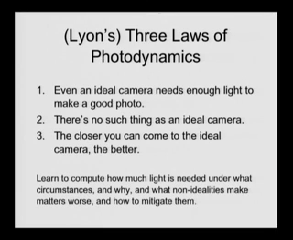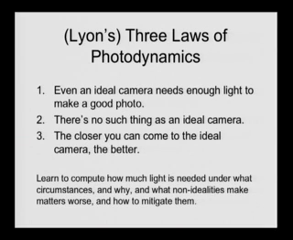These are some of the concepts we're going to try to get across in this class. The first one is that even an ideal camera needs enough light to make a good photo. You can't make great photos in the dark. You can't make great photos with infinitesimally short exposure times and tiny apertures and insensitive sensors and so forth. You got to have enough light. That's fundamental number one, even for an ideal camera.